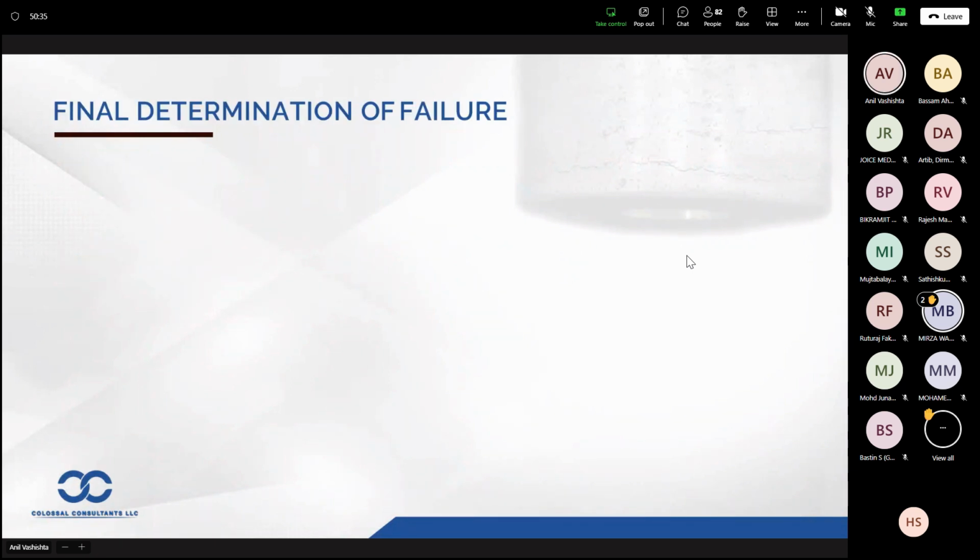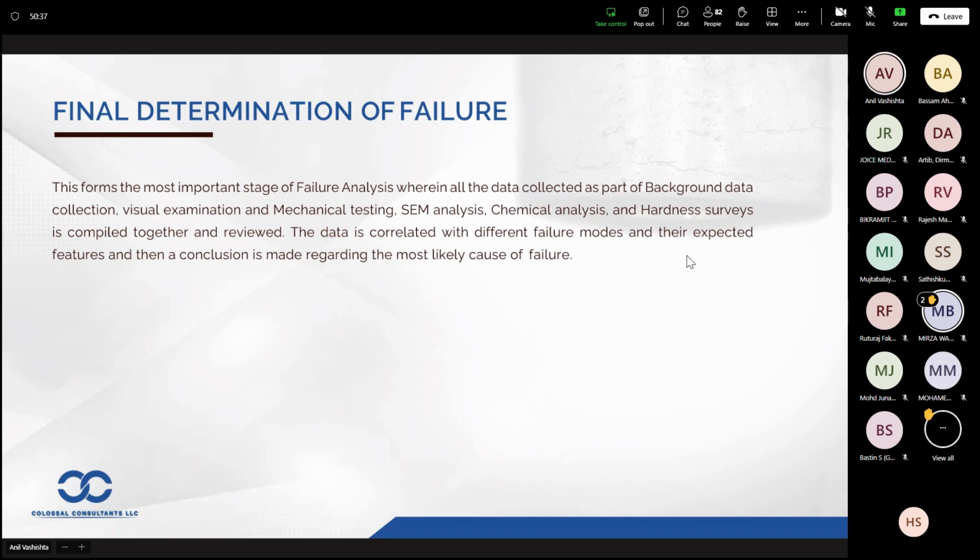Final determination of failure. This is the most important stage of failure analysis, where we collect all the background information, visual examination, mechanical testing, SEM, chemical analysis, and hardness survey, and then we correlate the different aspects, and we try to establish the cause of failure. So interpretation becomes the most important part of this.